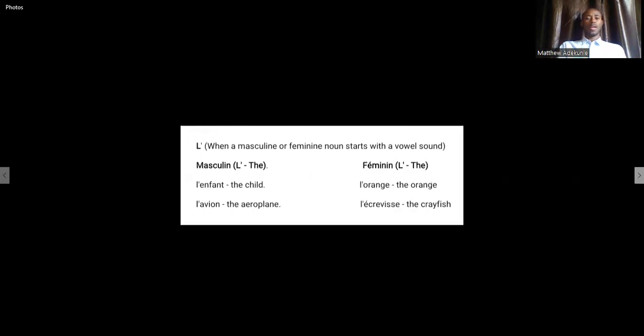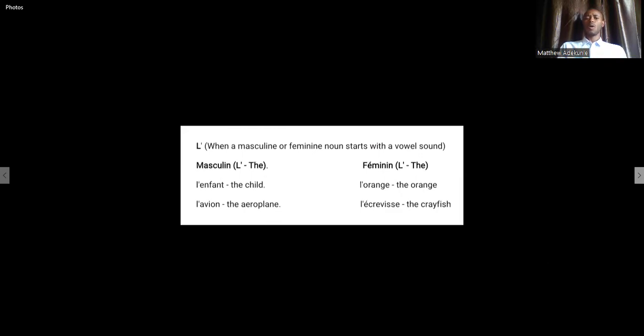Okay, then we have another one. Don't forget where we are coming from. We started with masculine, le, and feminine, la. Then we have the one that is L apostrophe, or better called L élidé. This is used when a masculine or feminine noun starts with a vowel sound.